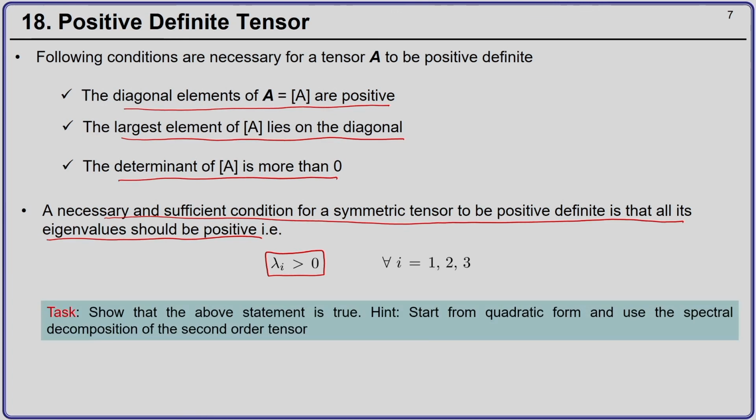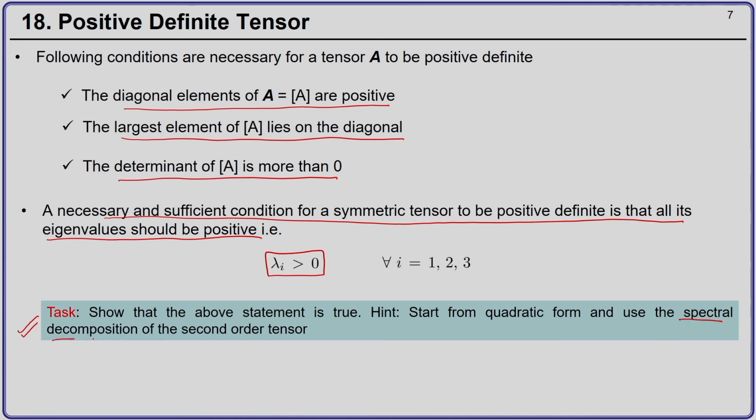Okay. Now, your task is to show that this statement, that for a symmetric second order tensor to be positive definite, all its eigenvalues are greater than 0. You have to prove that statement, and I have provided a hint also. So, again you try it yourself, and if you have any problem you can always contact me and I will give you some hints on how to solve this.